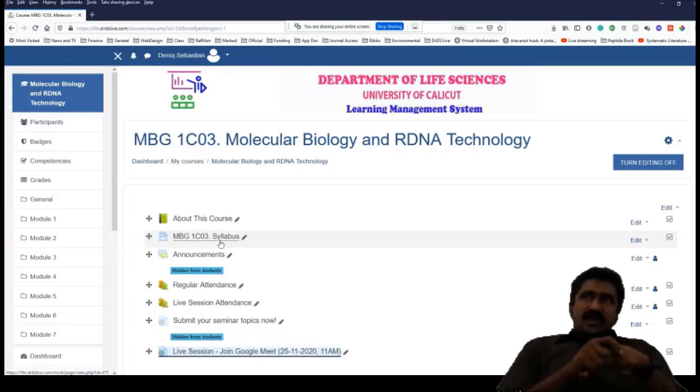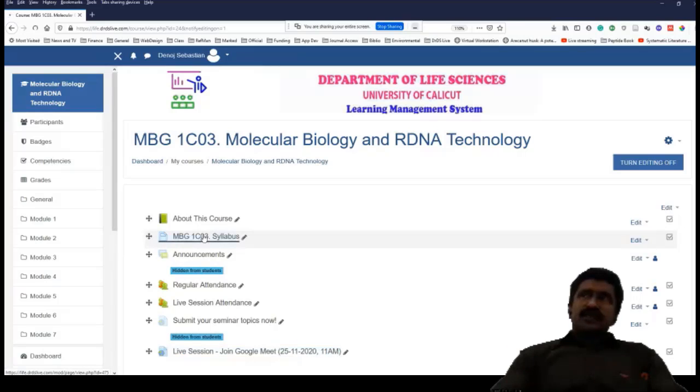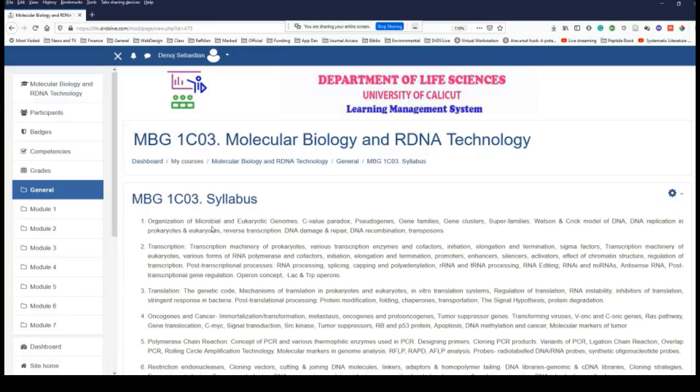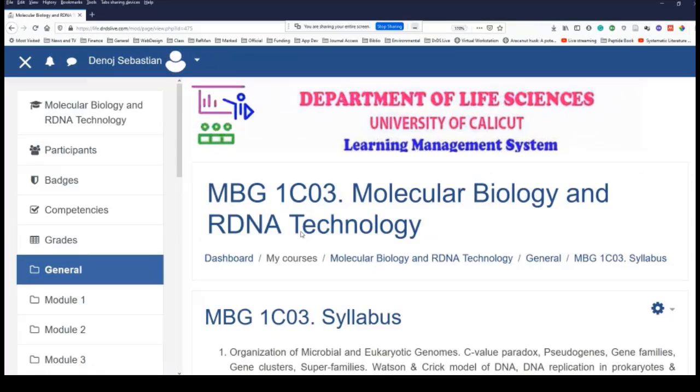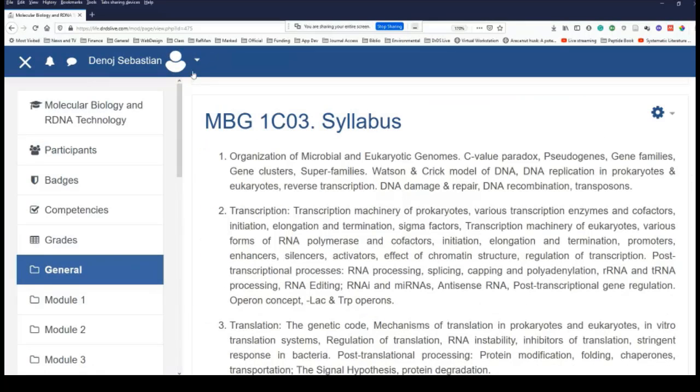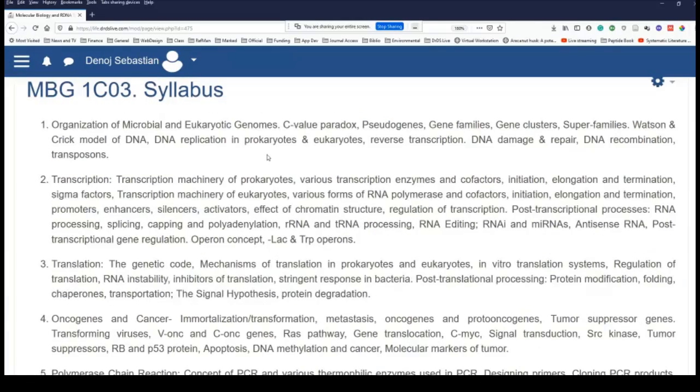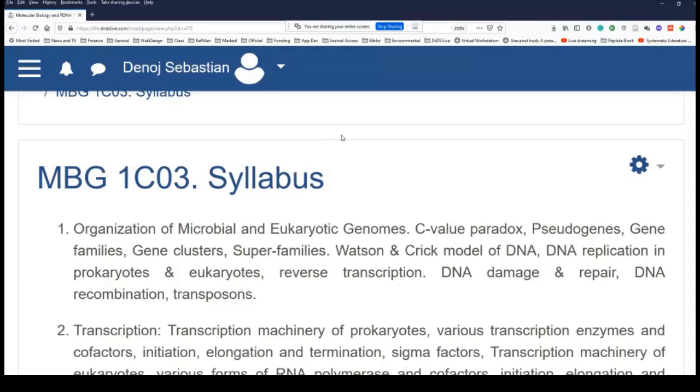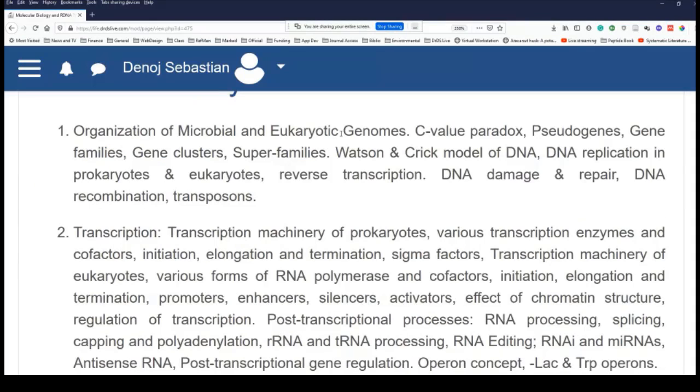So this is the first course that we are going to start in this semester, that is the molecular biology and RDNA technology. And I think all of you might have gone through basics of molecular biology in your UG curriculum. And naturally, the basics were already known to you. But at the PG level, let's see what are the contents of the syllabus. I think it may not be visible to you. Yes, sir. Good. So this is about the syllabus.